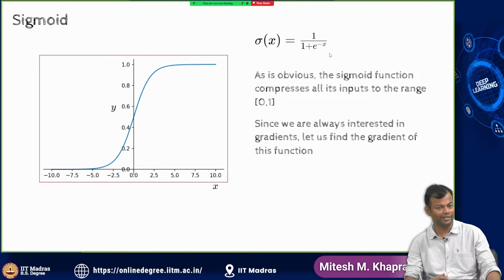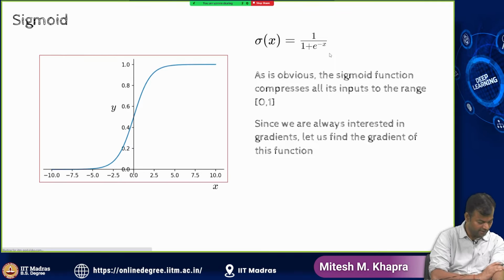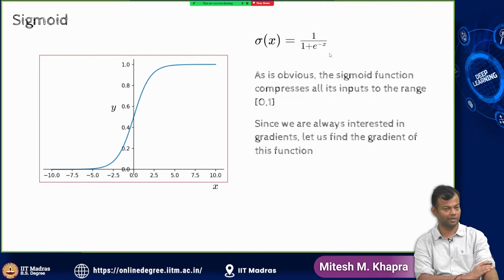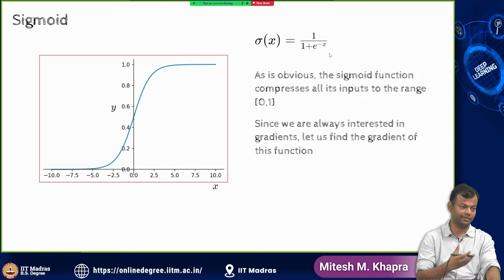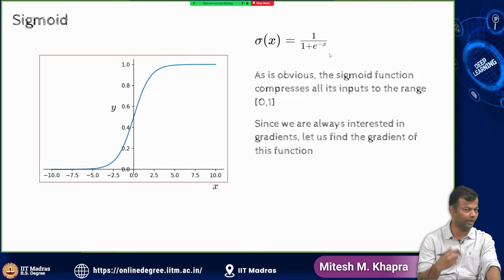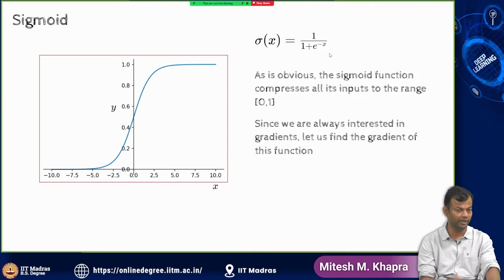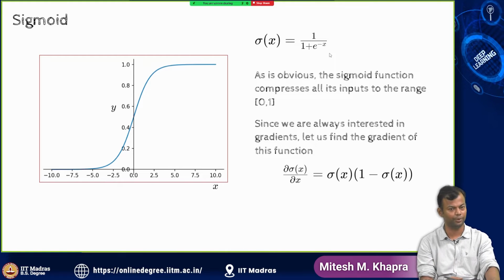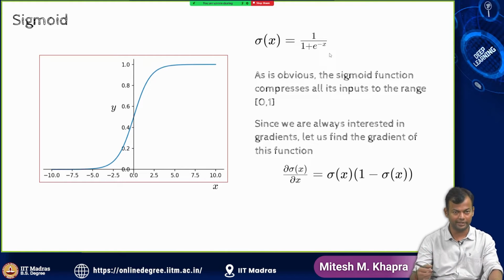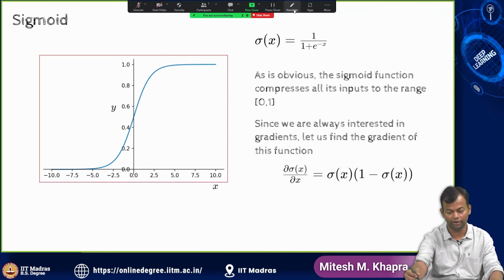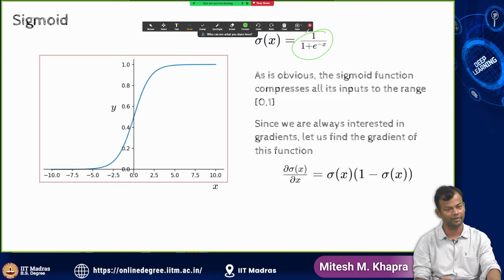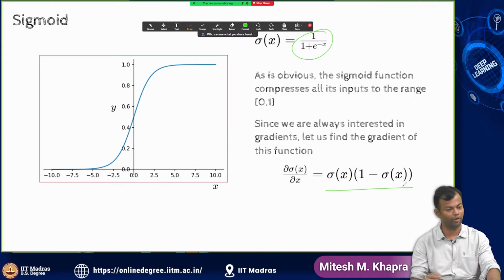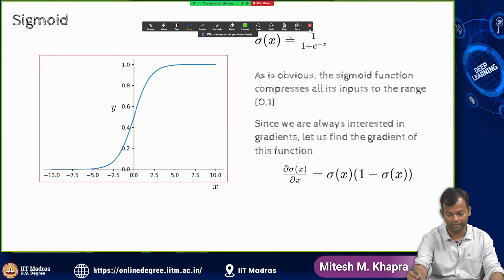Now, since we are always interested in gradients, because training deep neural networks is largely about computing gradients, and based on the gradients the training would go fast, slow, and so on, let's see what the gradient of the sigmoid function is. This again we have computed. If you have not, you can take this as an exercise and try to compute the gradient of this function, and you will end up with this formula, which is sigma x into 1 minus sigma x.